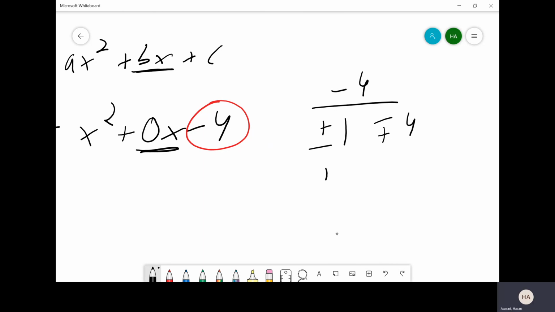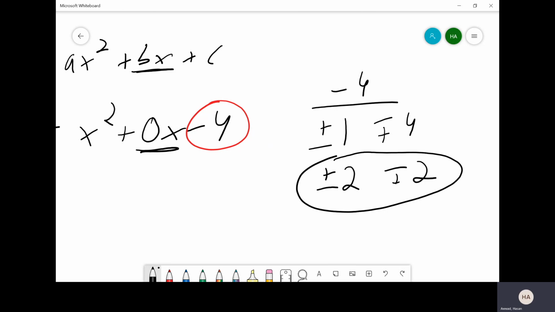And what is the other factor pair? Well, plus minus 2 and then minus plus 2. And you think to yourself, okay, well, which one of these factor pairs is going to give us the 0 when added together? And you realize, oh, it's going to be this one. And it doesn't matter which one you pick first.